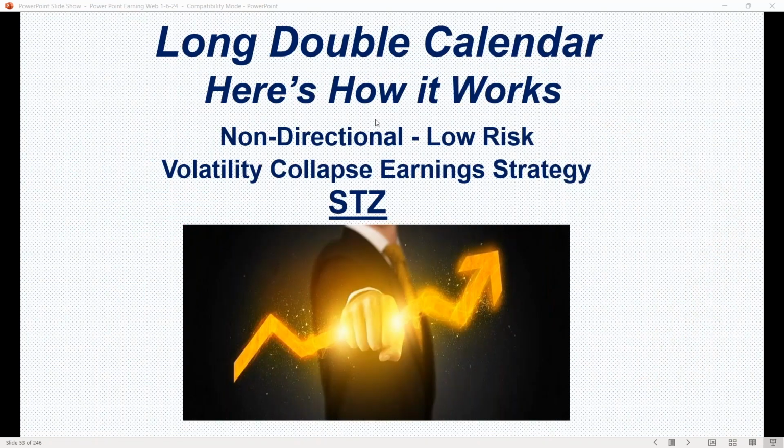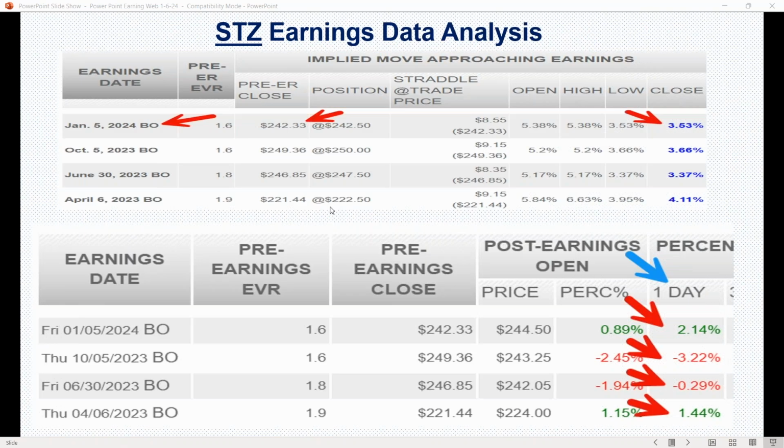So here's how it works. So here's one just this past week. This was on Constellation STZ. And so this is how the trade structure works and kind of the steps that I go through looking at this, the history here. You can see the implied move, expected move history, just going back. I just went back like 4 series.